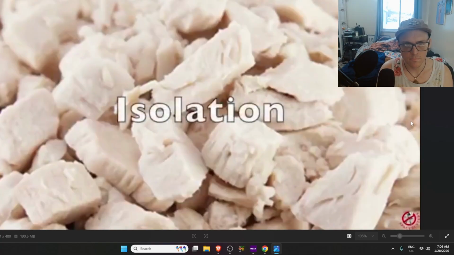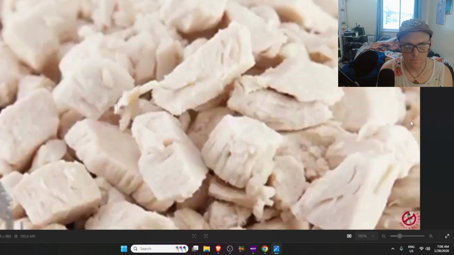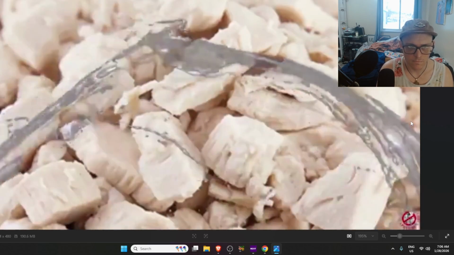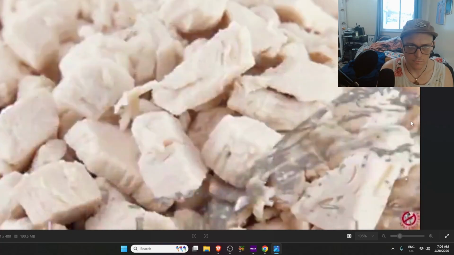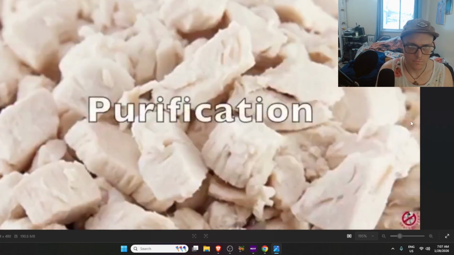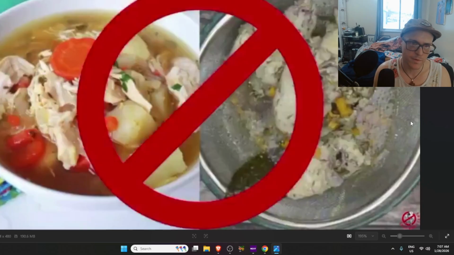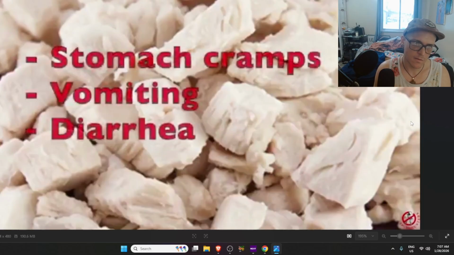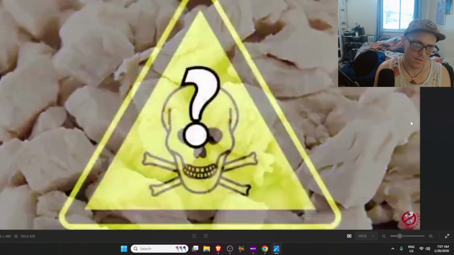That's isolation. Pretty simple. Then we'd have to wash those chicken chunks off with distilled water to make sure they aren't still coated with other liquids and ingredients from the soup. That's purification. Then we'd simply feed those people this isolated and purified chicken and see if they got sick with the exact same symptoms: stomach cramps, vomiting, and diarrhea. If they did, we have a good suspicion that it is the chicken, but we're still not 100% certain yet.